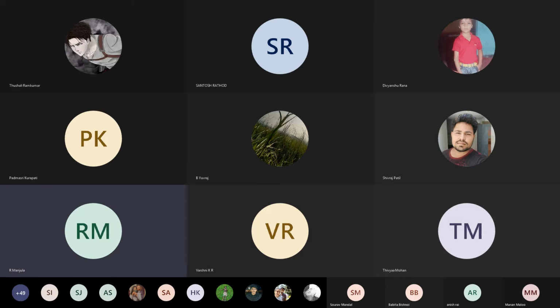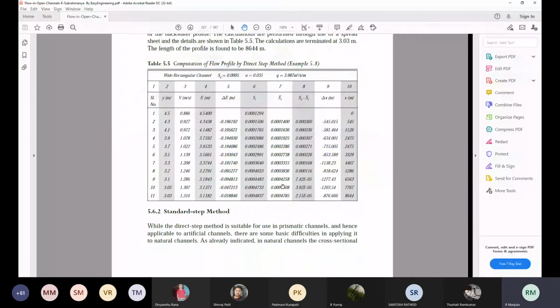So last class we have been discussing the direct step method, which is used for the computation of gradually varied flow profile for a prismatic channel. What do you mean by a prismatic channel? A prismatic channel is one which has no variation in the cross section of the channel. So the cross section of the channel is maintained uniform throughout the reach. So in that case, you'll be able to determine the corresponding.